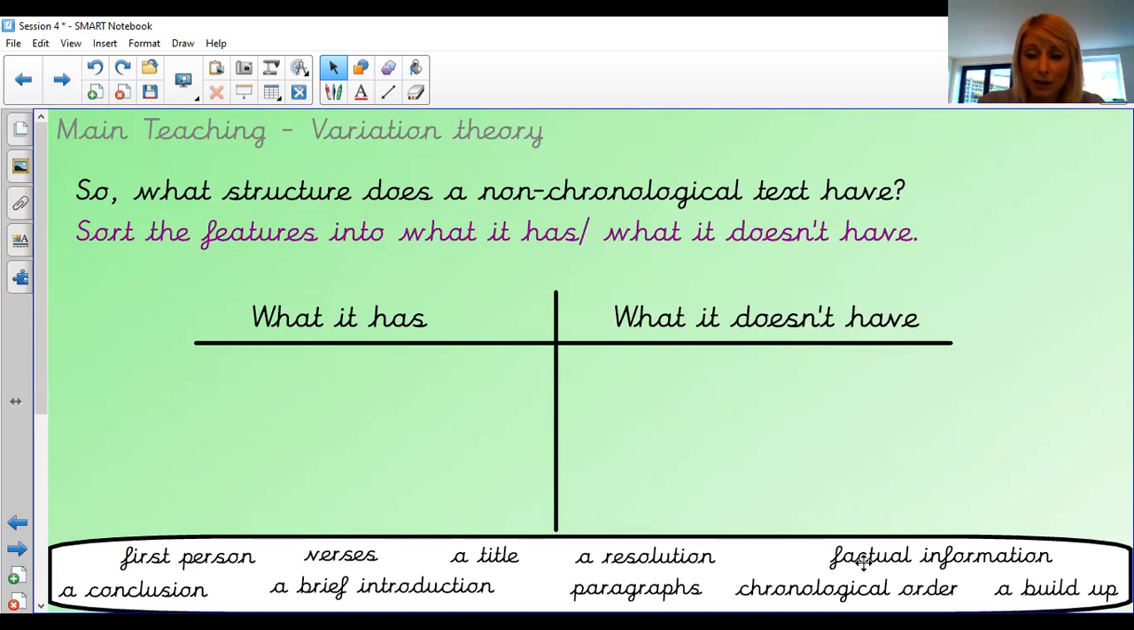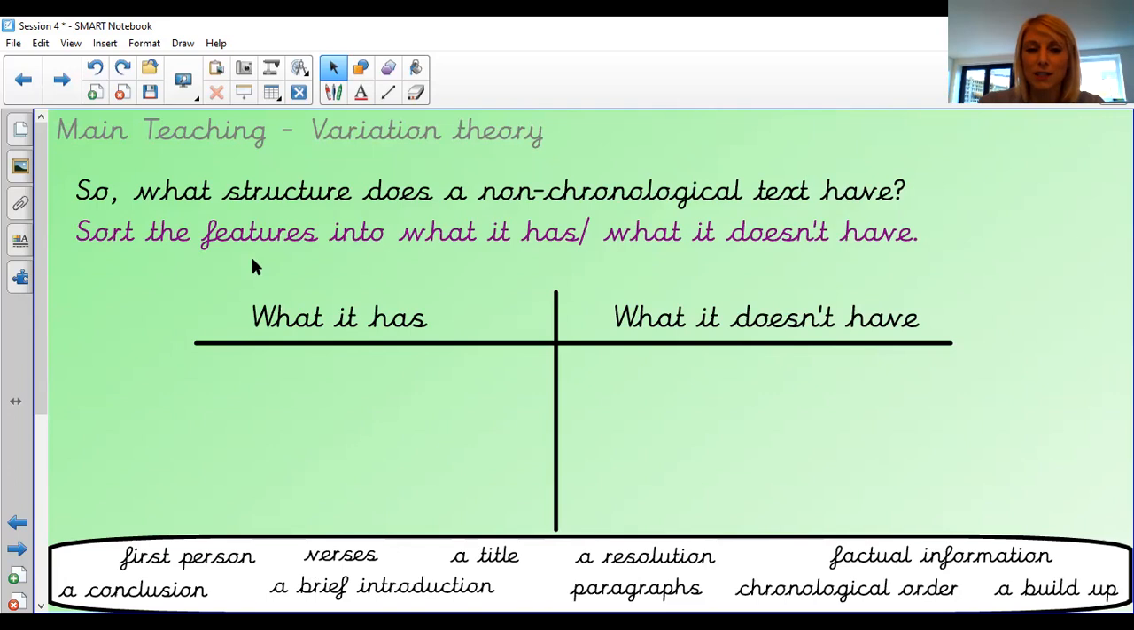I'm going to read through them now, so you can listen as I read through, but be thinking which feature is in a non-chronological report and which isn't, okay? So first person, so for example, if I was talking about myself, I went to Rome, I built amphitheatres, and then verses, a title, a resolution, to remember from our story planning when we solve the problem in the story, factual information, a conclusion, a brief introduction, paragraphs, chronological order, and a build-up.